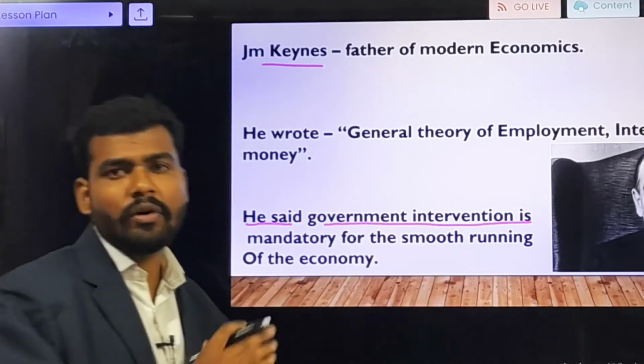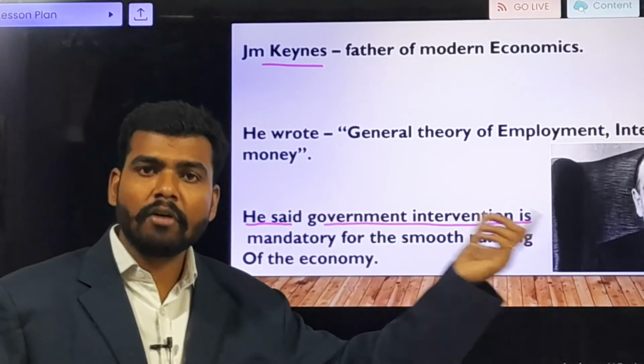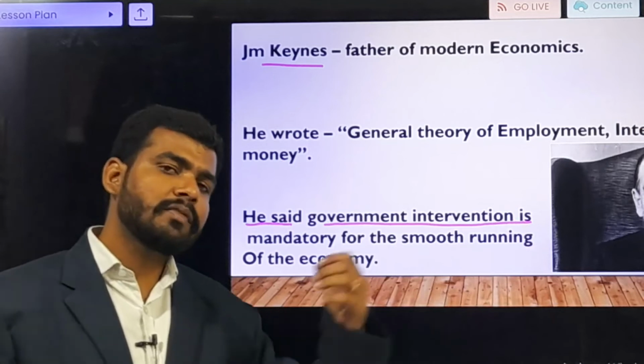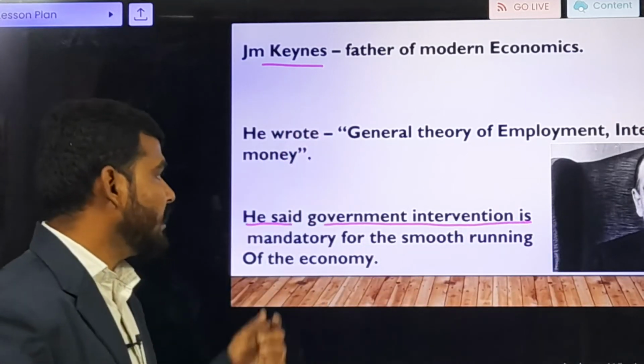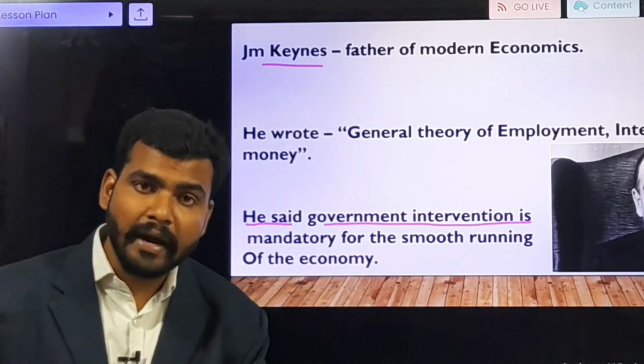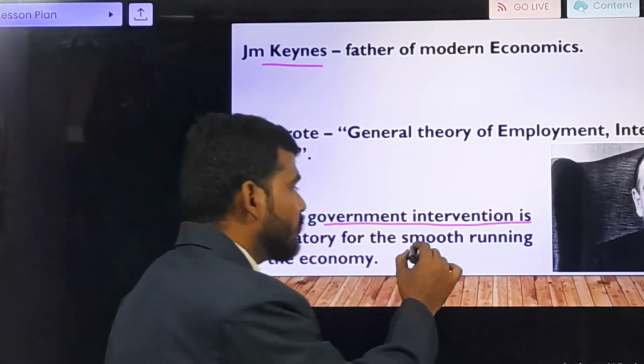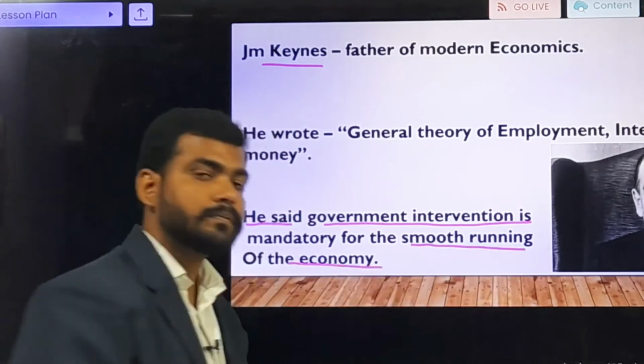All the countries were following Adam Smith's theory of free market economy, in which government will not enter into the market. But now James Keynes is saying that government's intervention is mandatory for what? For the smooth running of the economy.